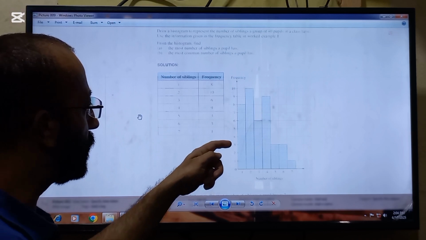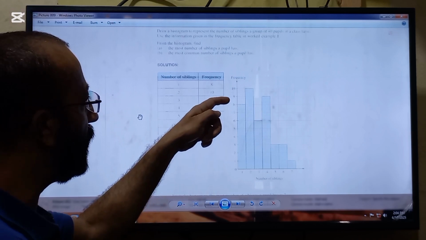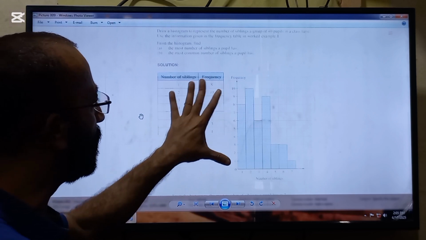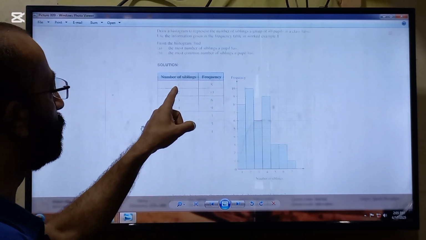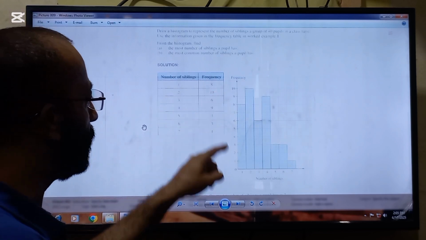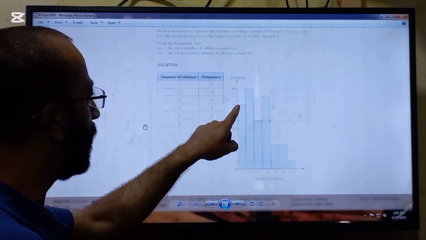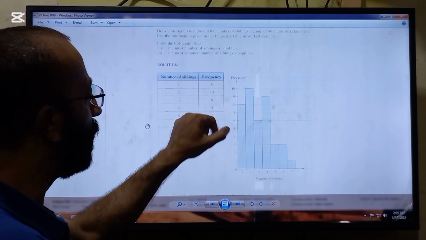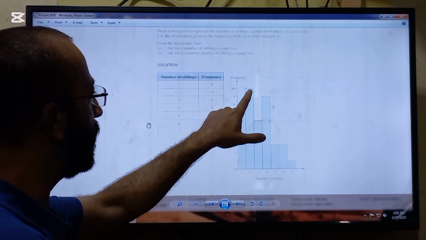So 1 2 3 4 5 6 7 8. Maximum frequency is up to 10, so up to 10 will be written. So the first bar should be of the height 8, so 1 to 8. So 1 will have a bar of height 8. So 2 will have a bar of height 10, so here is 10.